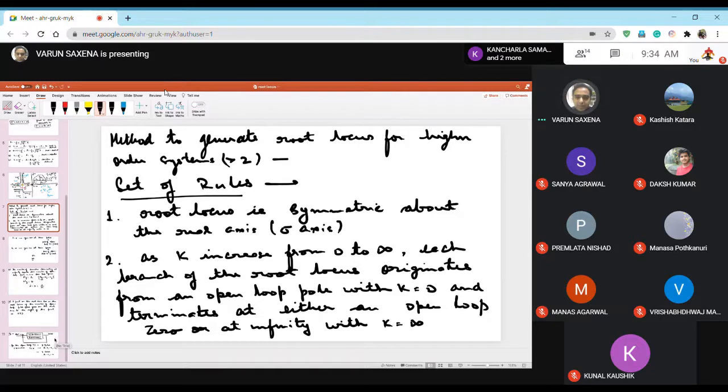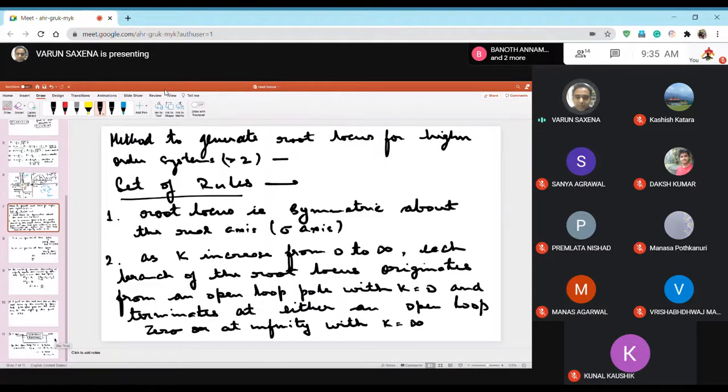I'm just saying, forget about the zeros and forget about the poles. If I ask you how many branches a root locus will have, what will be the deciding factor? The deciding factor is that you look at the number of poles of the open loop transfer function, because the branches originate at open loop transfer function poles, not at open loop transfer function zeros.